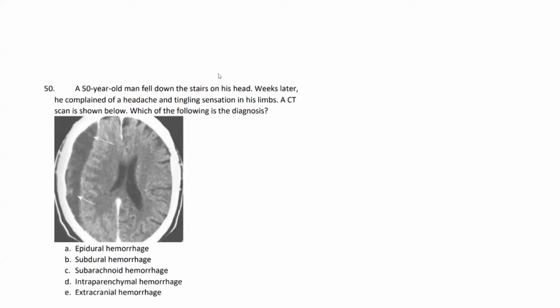So for this case, a 50-year-old man fell down the stairs on his head. Weeks later, he complained of a headache and tingling sensation. We have a CT scan, and which of the following is the diagnosis? I'm going to be honest, you don't really need the case. Just off of the CT scan, you can tell that it's a subdural hemorrhage. We have this banana-shaped hemorrhage here inside the brain, and that's a giveaway that it's subdural.